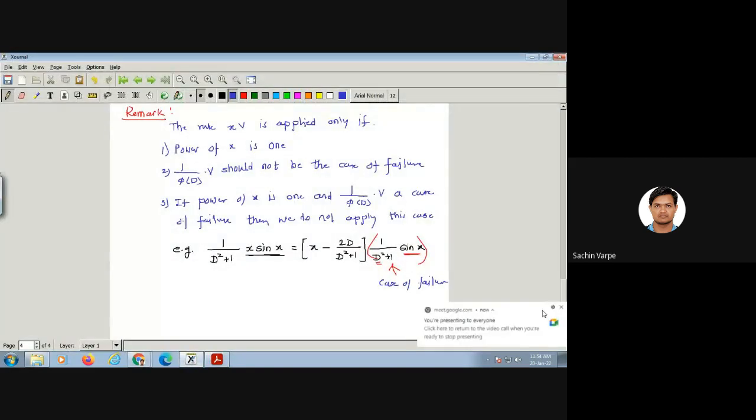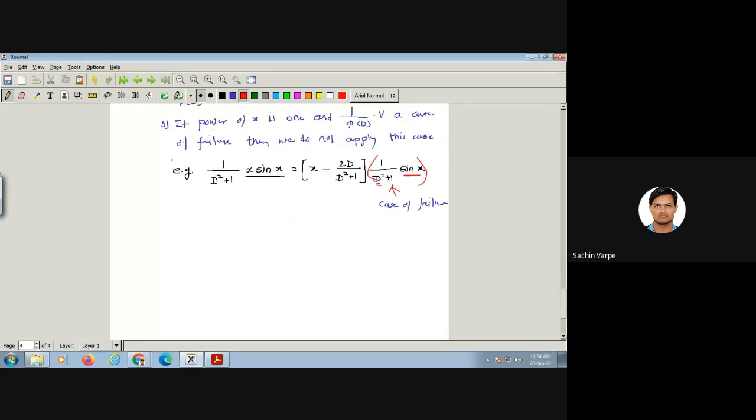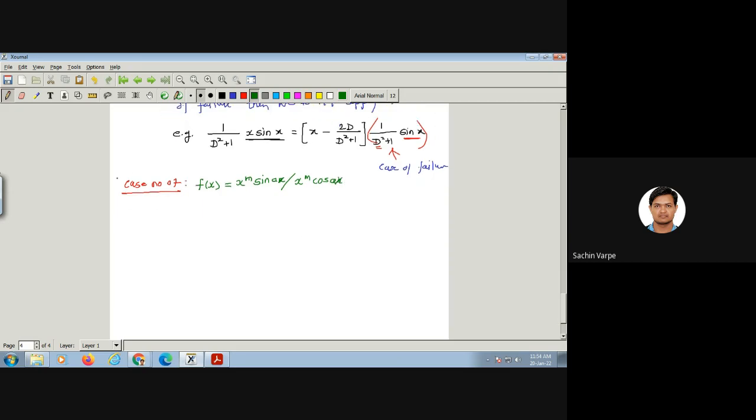All right, so therefore we need the next case. Case number 7. It says when f of x is of the form x raised to m, जहां x का पावर कुछ भी हो सकता है, either 1 or more than 1, x raised to m sin ax, है ना, और x raised to m cos ax. अगर इन दोनों में से कोई भी होगा तो उस केस में हम केस नंबर 7 यूज करेंगे.